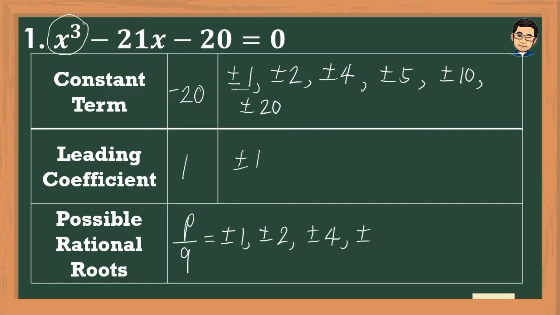Pero kapag yung leading coefficient natin is hindi 1, halimbawa, 2, 3, kailangan po nating i-divide yon. And normally, kapag yung leading coefficient natin is not equal to 1, masasabi natin na may fractional root. Meron tayong root na fractions. Pero in this case, since leading coefficient is 1, wala po tayong root or roots na fractions.